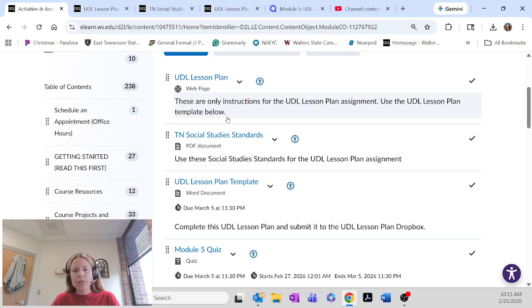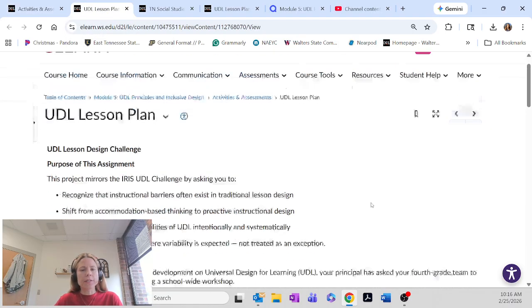These are the instructions for the actual lesson plan assignment. You're going to use the template here below. So you're going to submit this template, but these are instructions to guide you on how to complete it. And then these are going to be your social studies standards, which you will pick one of to complete your lesson plan assignment. So let's go ahead and start with the UDL lesson plan and see what the instructions ask us to do.